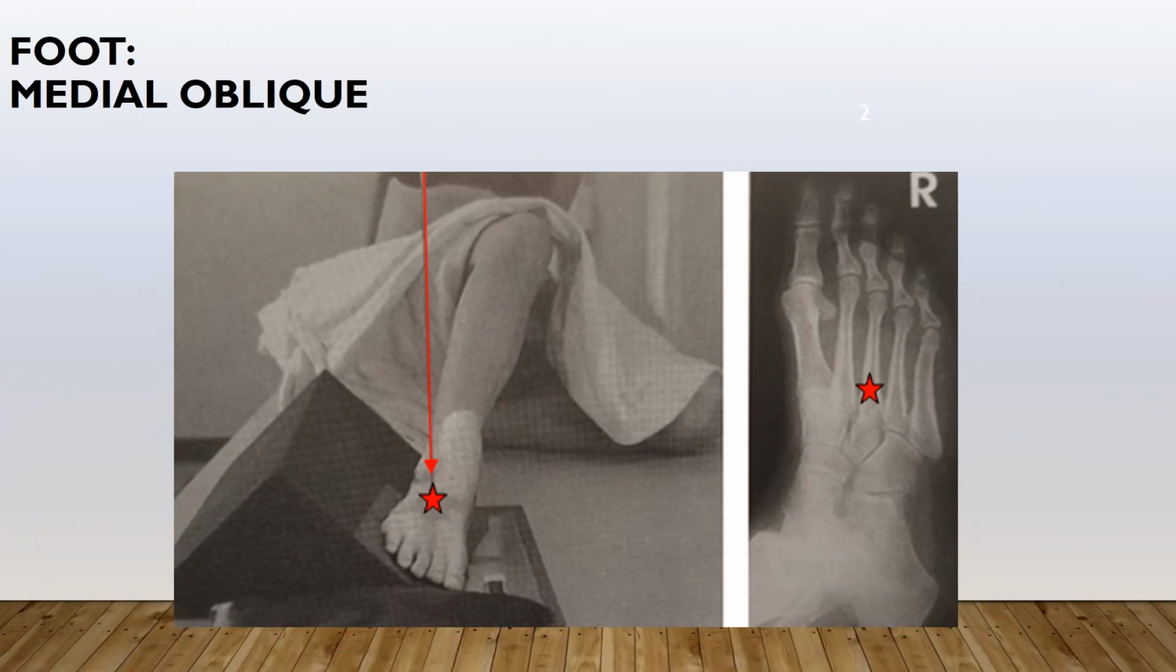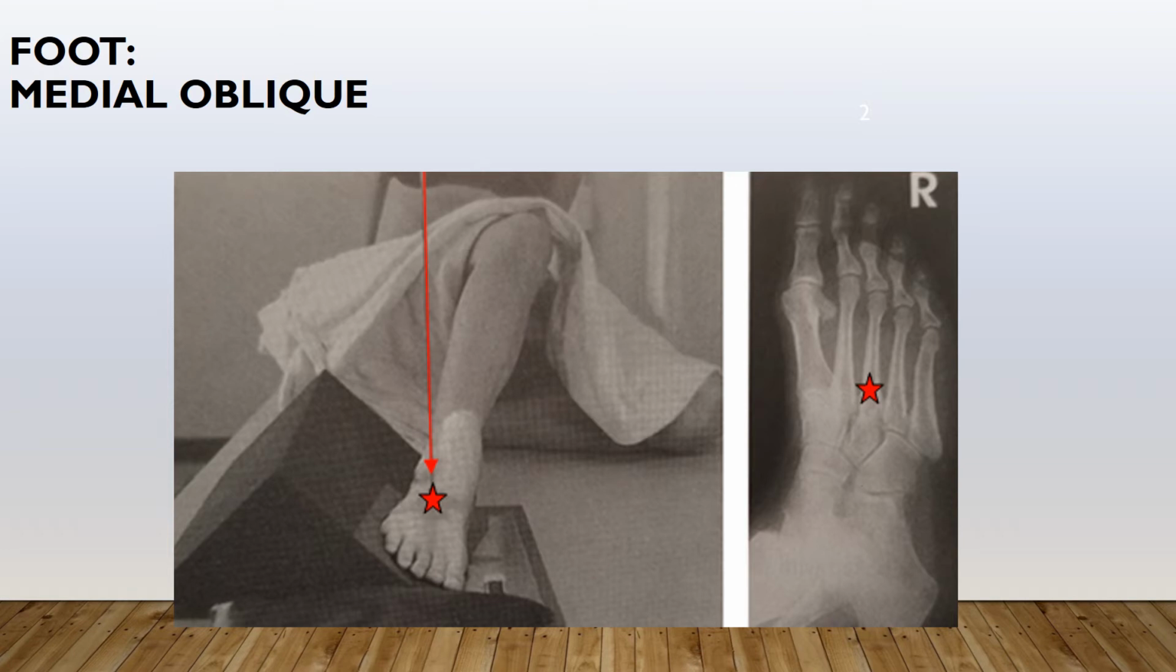Here is a medial oblique of the foot. The patient is going to be supine or seated on the table. Knees are going to be flexed with the feet separated. Center the foot to the image receptor. Rotate the leg medially until the foot's plantar surface forms a 30-degree angle to the image receptor. Your central ray is going to be perpendicular to the base of the third metatarsal.